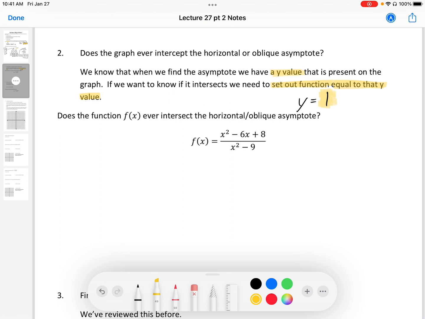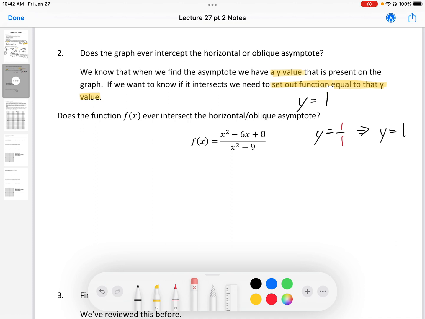So starting out for this one here, I have a degree 2 and a degree 2. Since their degrees are the same, I'm going to look at the leading coefficient over the leading coefficient. So I get that y equals 1 over 1, which gives me the horizontal asymptote of y equals 1. I guess I picked a good number up there for that one. So we have y equals 1.